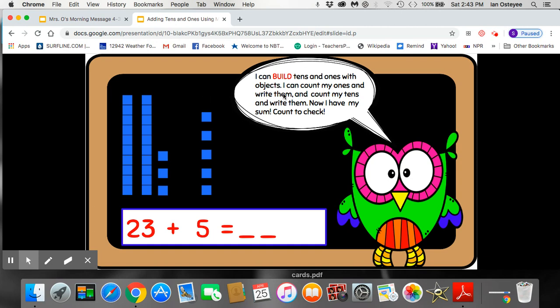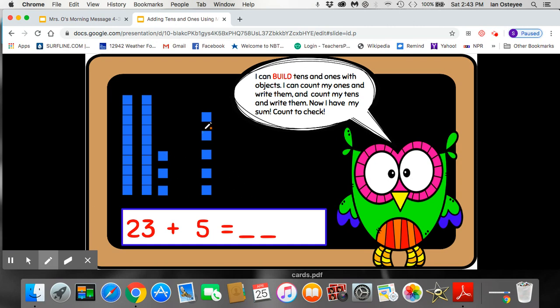So let's see what the directions tell us for how to solve this problem. I can count my ones and write them, and count my tens and write them. So let's do that. It says to count the ones first, and there is a reason for that, and we'll find that out later in first grade. So let's count our ones.